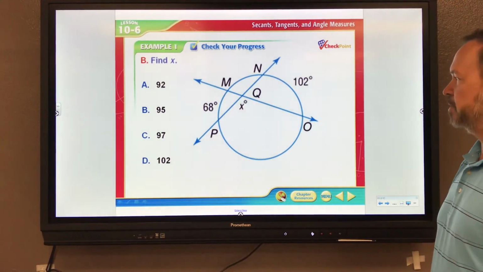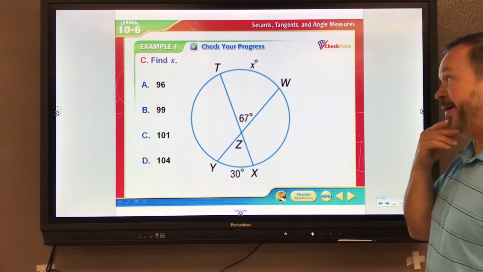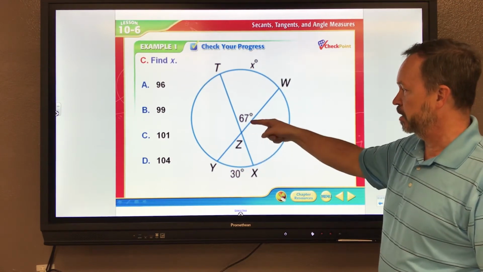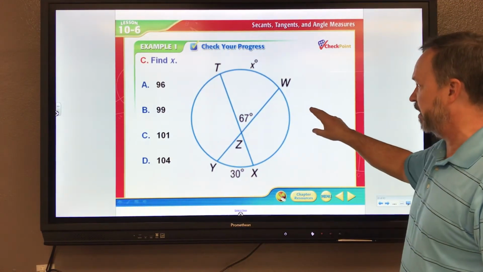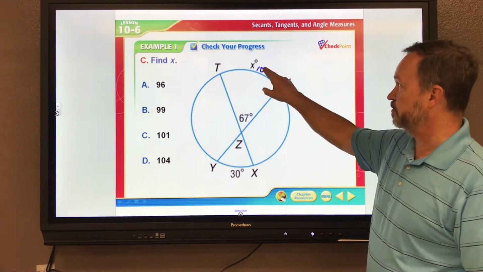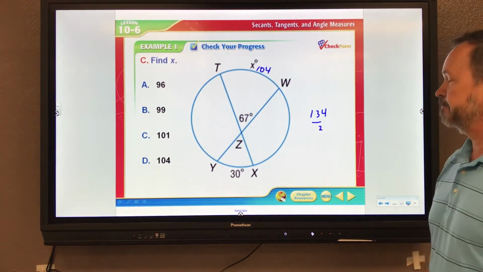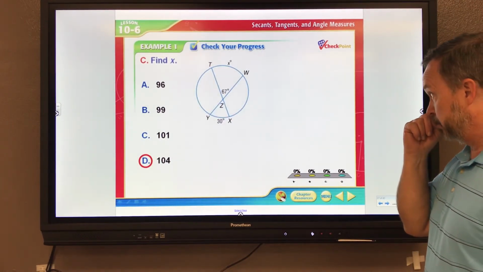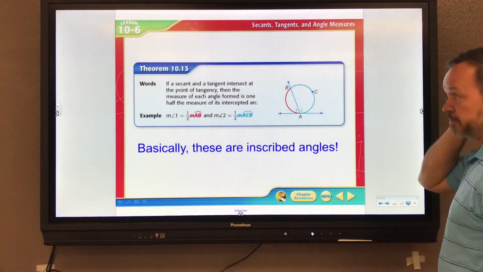More of the same. And then this one has the missing arc, so we've got to think about what number goes here. The average of the two arcs is 67. Well, if the average of the two arcs is 67, then somewhere I've got to have 134 out of the two arcs. So if that's 30, then that's 104. Think about it: add the two, you get 134, you divide by 2, you get 67. So D. A little working backwards, a little insight into what's going on here. That's how that's going to work.